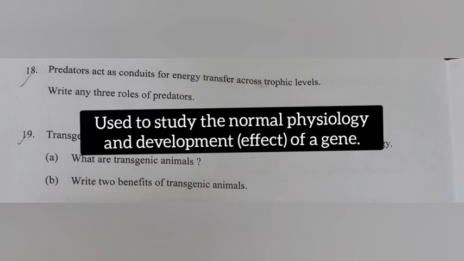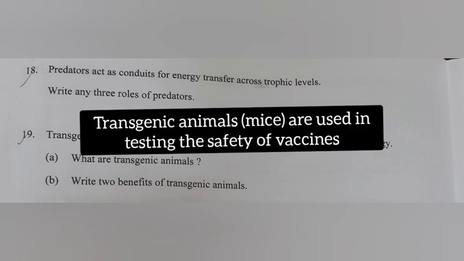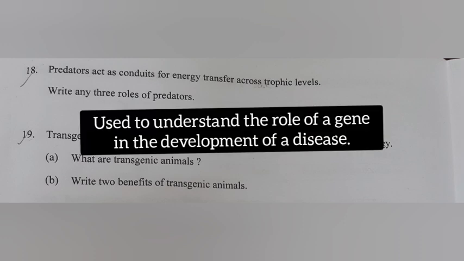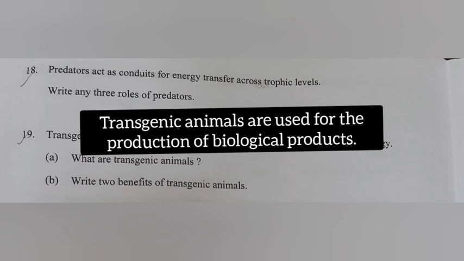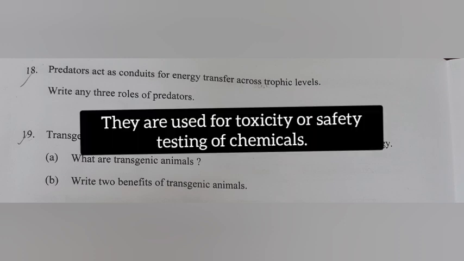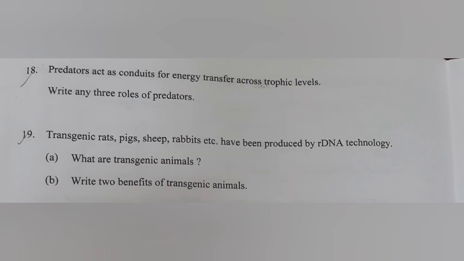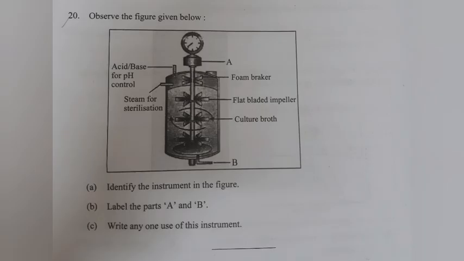Answer. Used to study the normal physiology and development of a gene. Transgenic animals, that is mice, are used in testing the safety of vaccines. Used to understand the role of a gene in the development of a disease. Transgenic animals are used for the production of biological products. They are used for toxicity or safety testing of chemicals. Write any 2.